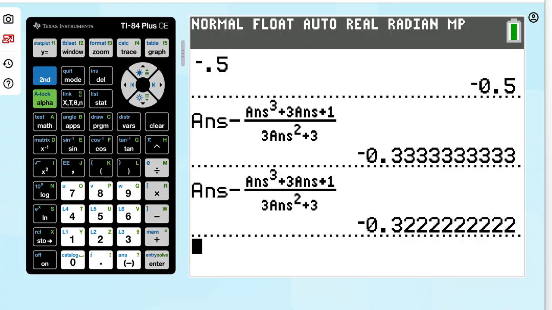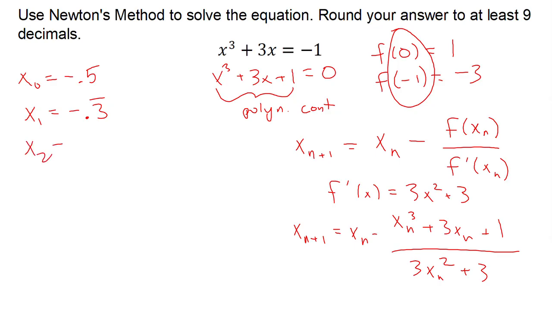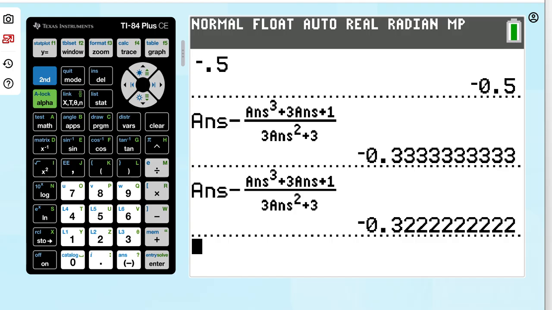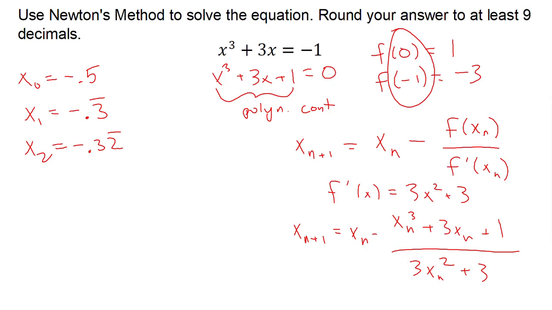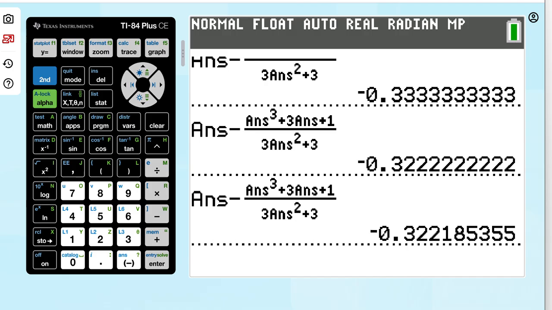So now we have negative 0.32 repeating. And x sub 3 is going to be this value right here. So x sub 3 is negative 0.322185355. And x sub 4 is going to be almost the same.